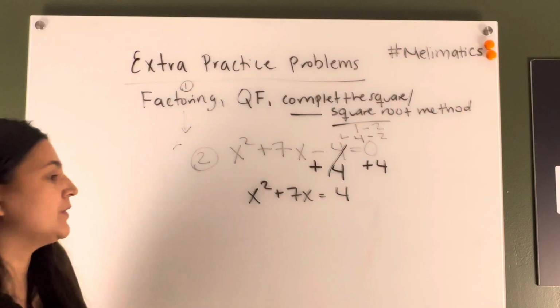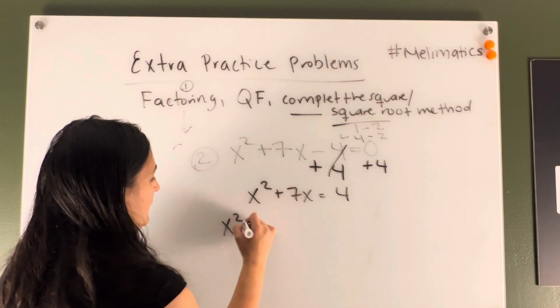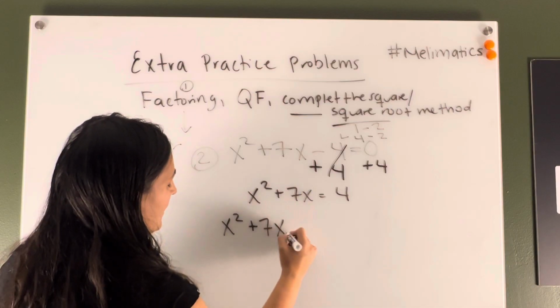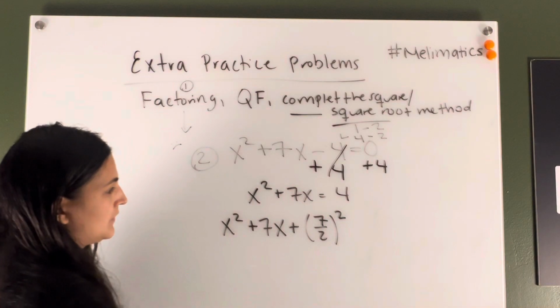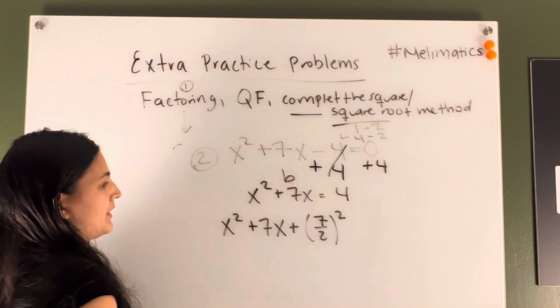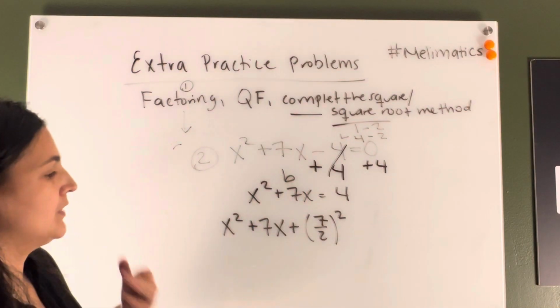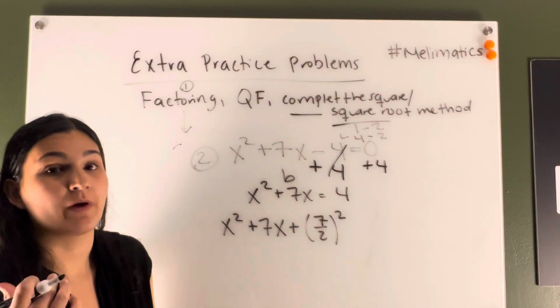Okay, great. So now what do we do? We purposely are going to add a number. What is that number? The number that we're going to add is b over 2 squared, right? Remember that b is the number in front of x. Why do we do this? We do this on purpose in order to factor, right?